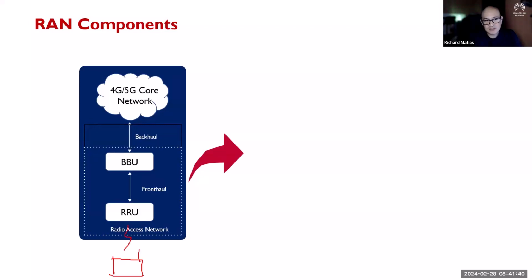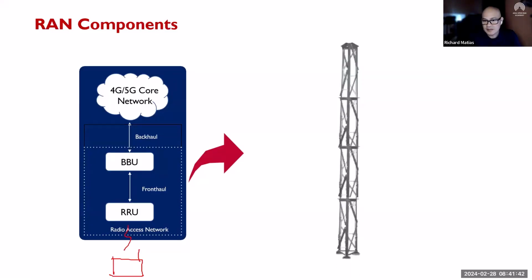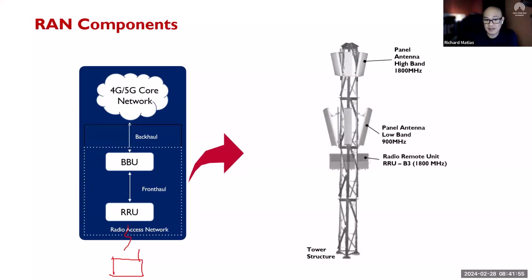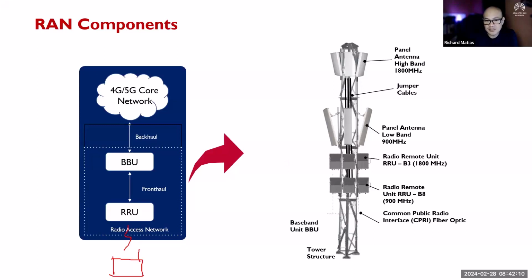First we have the tower structure. This is the physical structure that supports the radio access network components, such as the antennas and the other components such as the radios and the cables. The radios are connected to the antennas using a jumper cable. These are copper cable connections. And then the radio is connected to the baseband unit. The baseband unit acts like a processor.